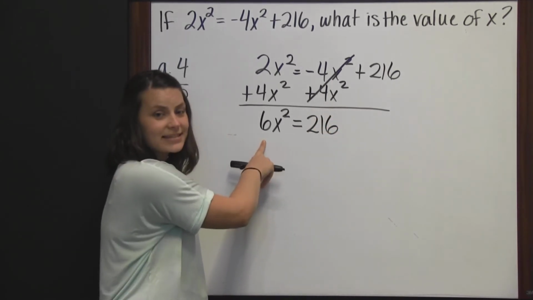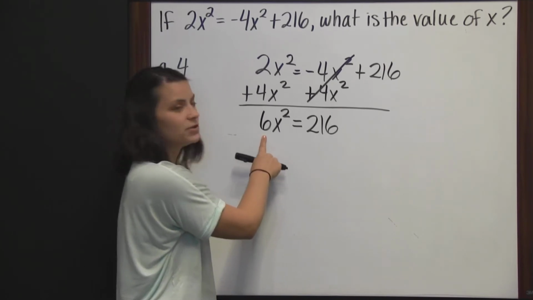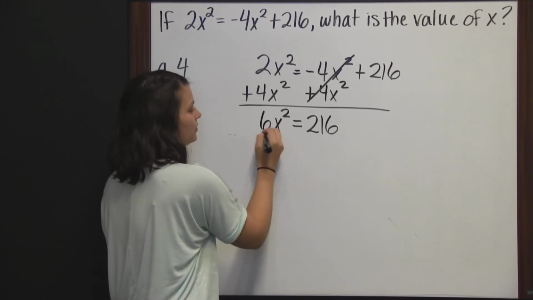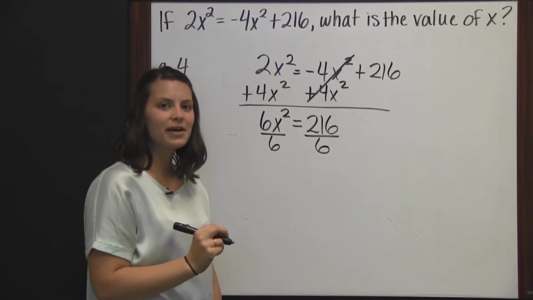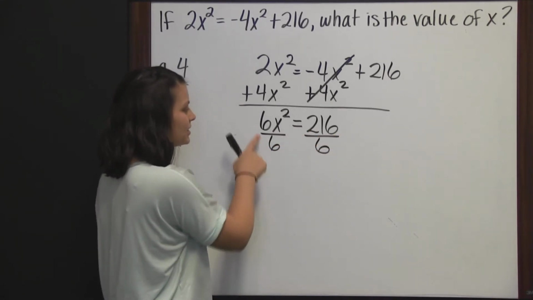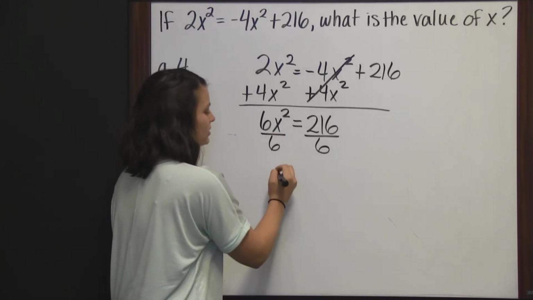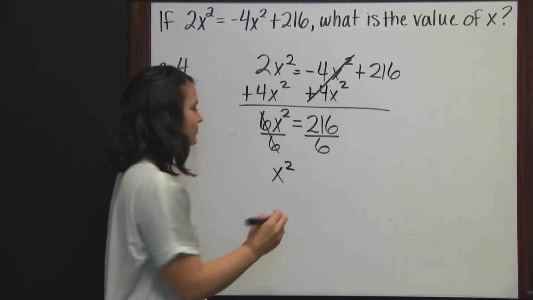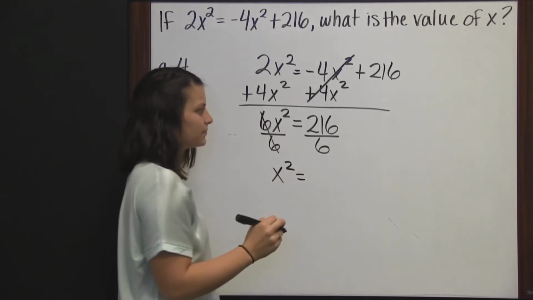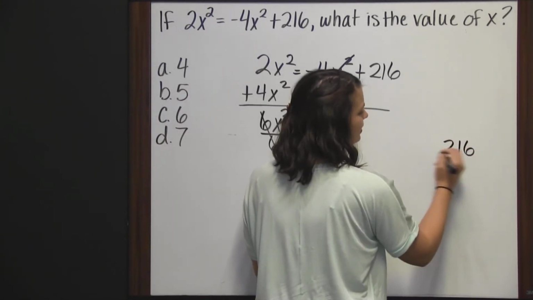So this is 6 times x squared. So to get rid of this 6, we do the opposite of multiplying, which is dividing. Divide both sides by 6. 6 divided by 6 is 1, and 1 times x squared is simply x squared. So those 6's cancel. And that equals, and now we can take 216 and divide it by 6.